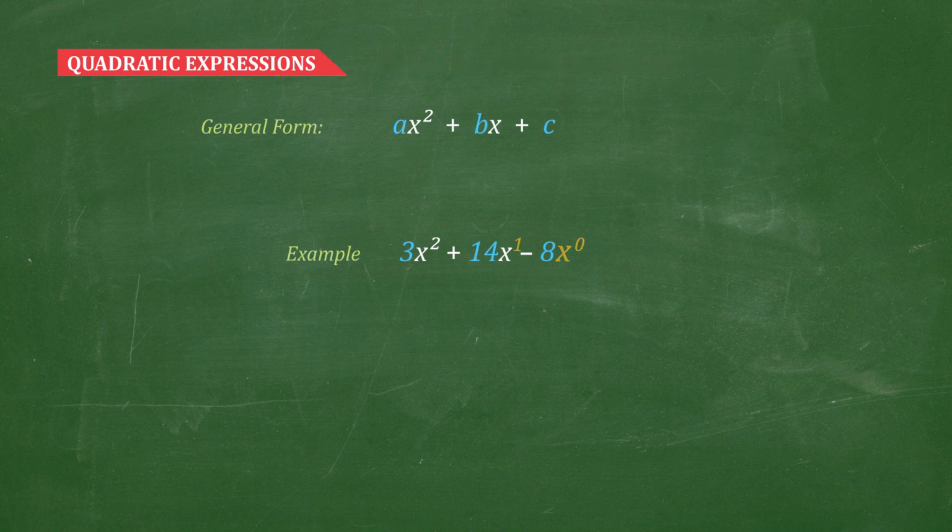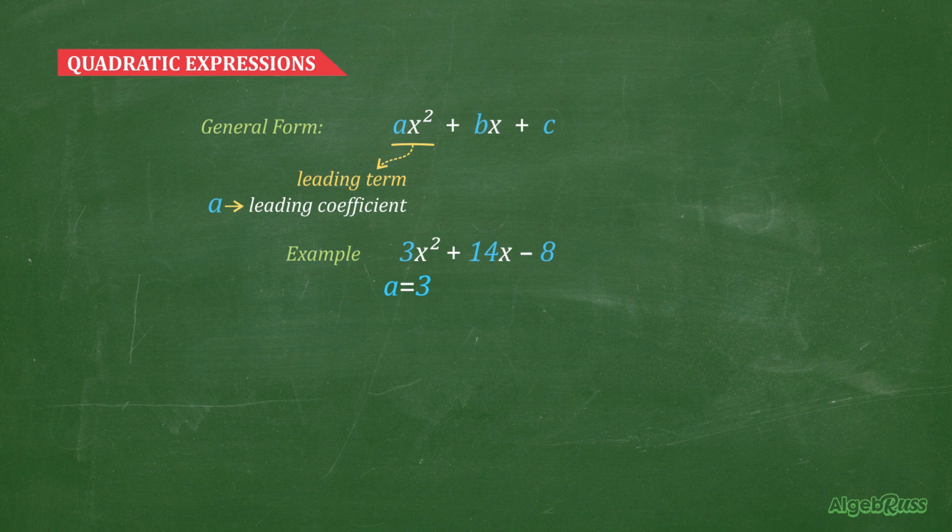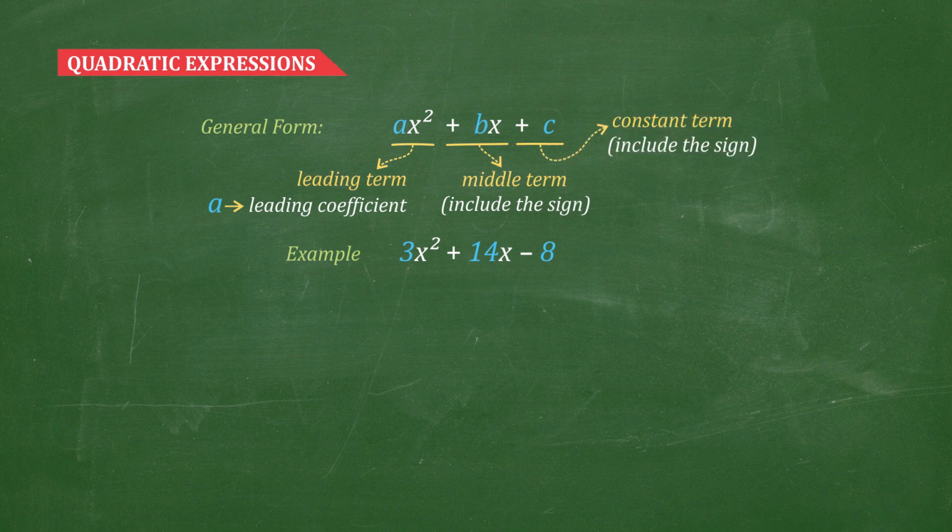It also helps to know certain math terms. The first term here is called the leading term, and a here is called the leading coefficient. In our example, the leading term is 3x², and the leading coefficient is 3. Thus, a here is 3. The second term is also called the middle term, which should include the sign. In our example, the middle term is positive 14x. Thus, b here is plus or positive 14. The last term is also called the constant term, or simply the constant, and again, should include the sign. In our example, the constant is -8. Thus, c here is -8.